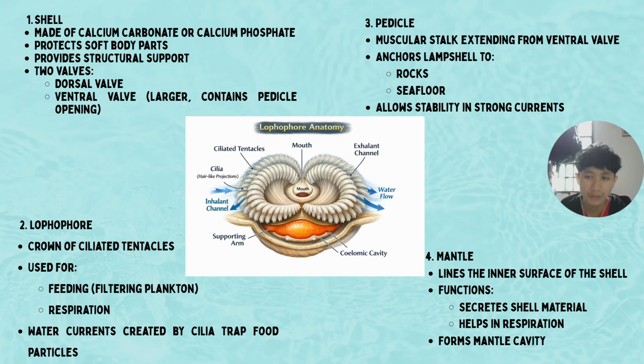So the mantle is a soft tissue layer that lines the inner surface of the shell. So it plays an important role in secreting shell material, allowing the shell to grow. So the mantle also helps in respiration and encloses the mantle cavity where water circulation occurs.